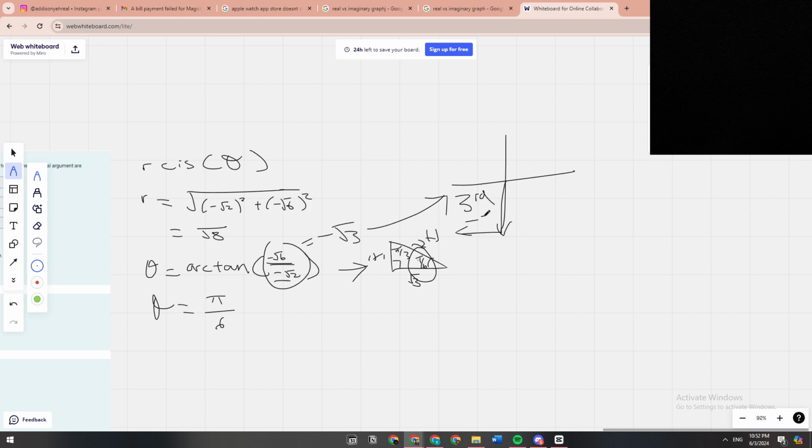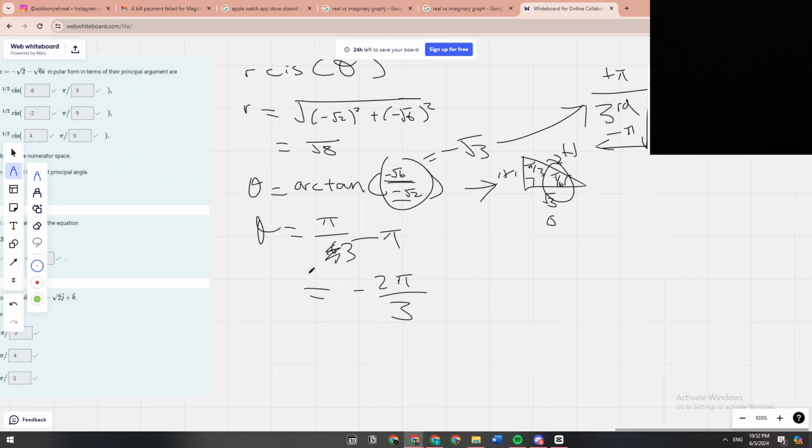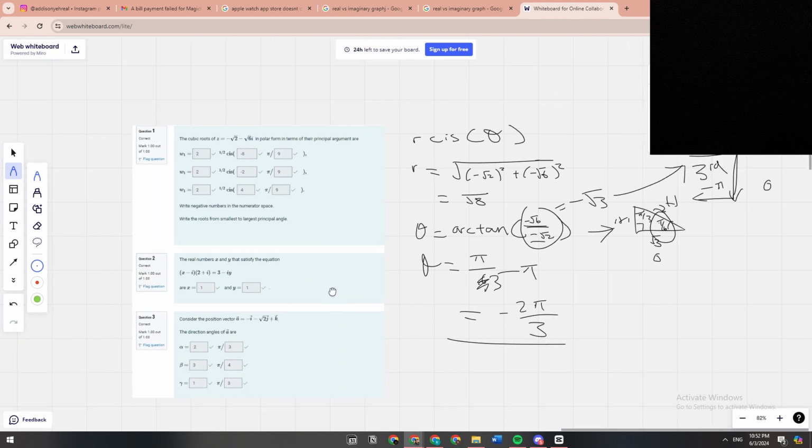And we all know in the third quadrant you minus pi, and in the second quadrant you plus pi, and you do nothing in the first. So you minus pi here, which will give us negative 2 pi on 3. Actually, this should be pi on 3, my fault. Why? Because the triangle looks like this: root 3, 3, and 1. So it's pi on 3 minus pi, and then you get negative 2 pi on 3. Easy. I did promise I'd do better handwriting. What is this garbage? Anyway, so we know that's the angle.